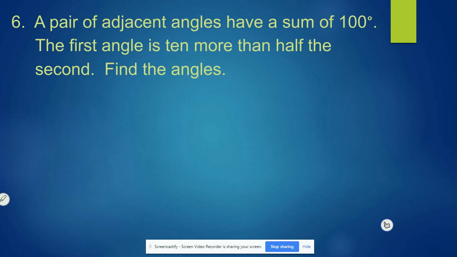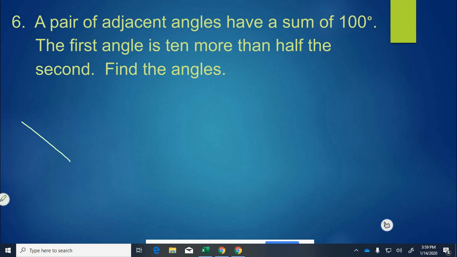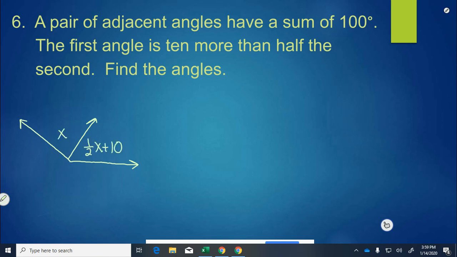Number 6, a pair of adjacent angles have a sum of 100. The first angle is 10 more than half the second. Find the angles. So all we know this time is that they have a sum of 100. That's a little bit more than 90, so I'm going to draw what might be a 100-degree angle and split it. And again, it tells us that the first angle is 10 more than half the second. So we can call one x and one half x plus 10.